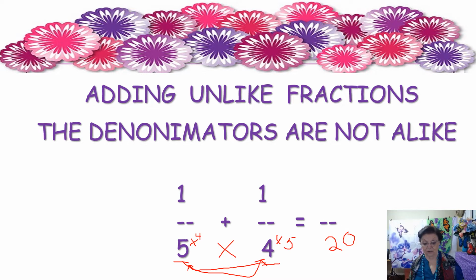Then whatever you do to the bottom, you have to do to the top. So 1 times 4 is, what is 1 times 4? 4. Whatever you do to the bottom, you have to do to the top. We multiplied this 4 by 5, so we have to multiply this 1 by 5.